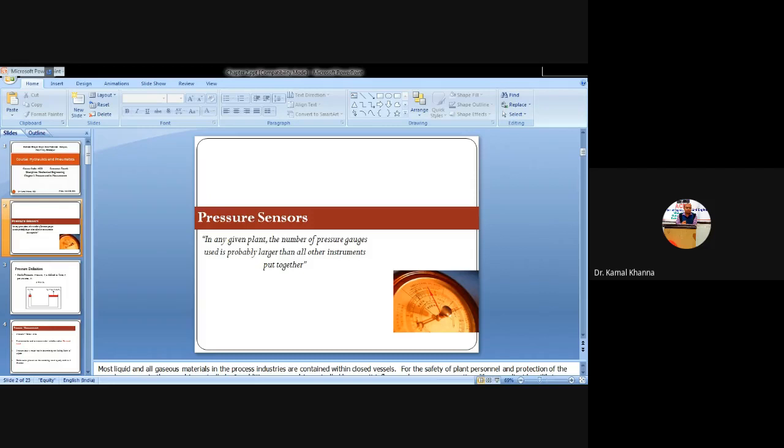Whenever we're talking about an industrial plant or industrial unit where a number of machines are installed, we always need pressure gauges or pressure sensors that sense that the extra amount of pressure must be released into the atmosphere, so that the machine does not bust up, the system does not bust up.